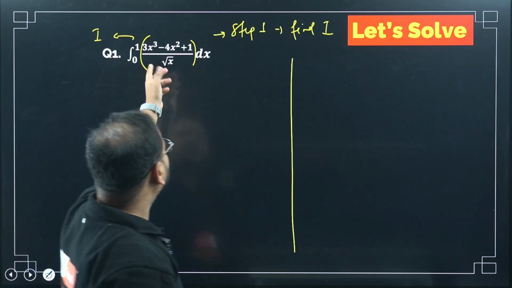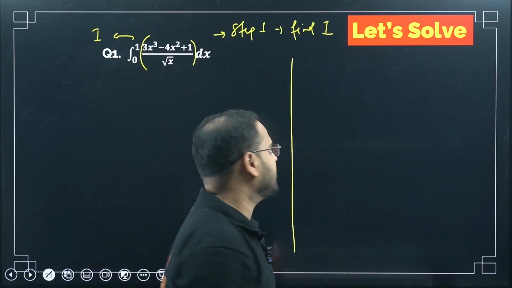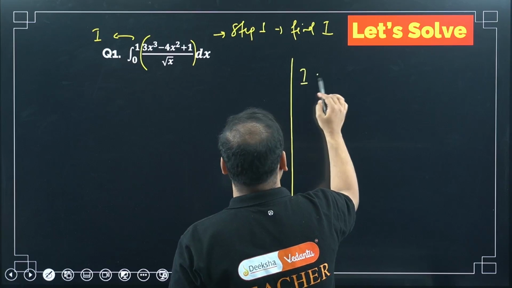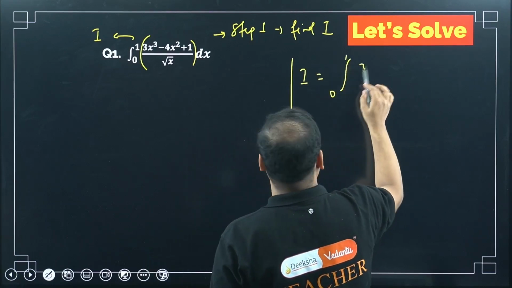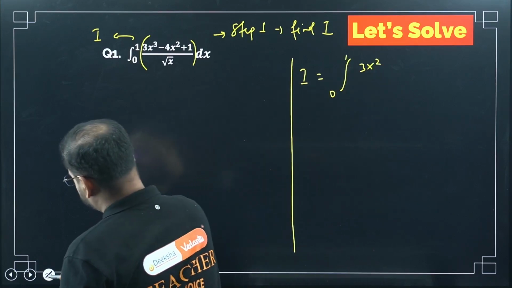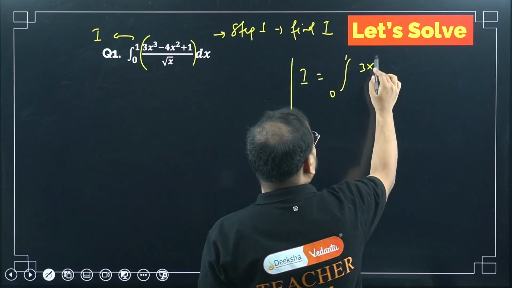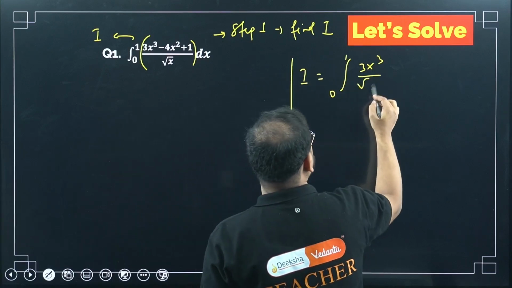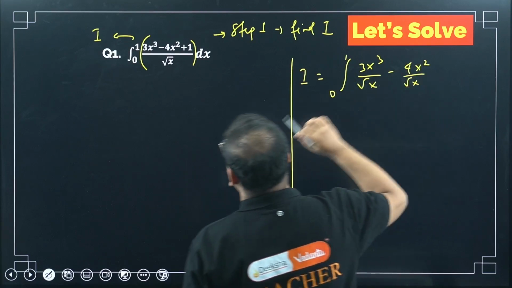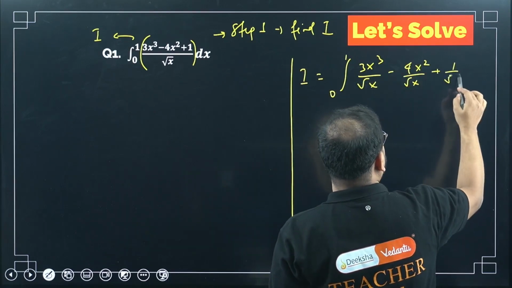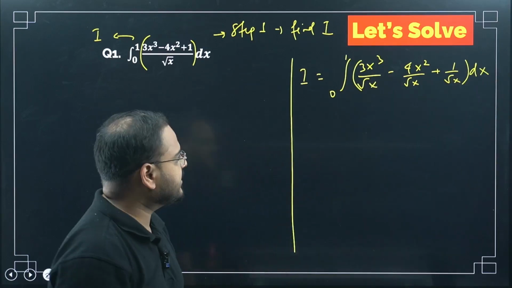How can I transform this function? I can divide the entire numerator by root x. I'll get 3 different terms. I can integrate individually. So I can write I equals the integral from 0 to 1 of 3x cube upon root x minus 4x square upon root x, and then plus 1 upon root x. The whole thing we have to integrate with the variable x, so we write dx.